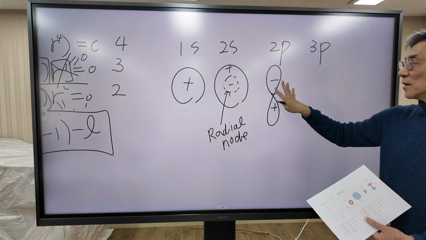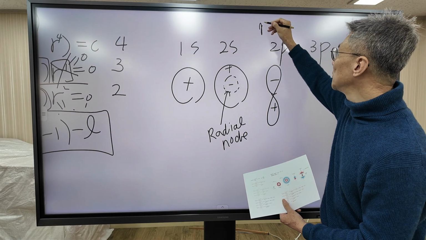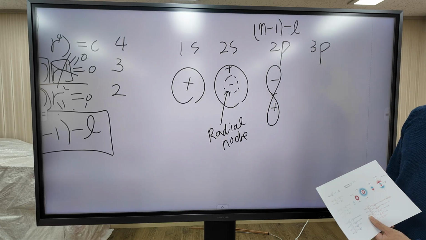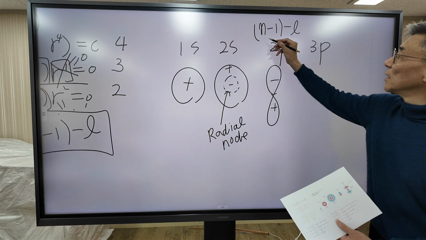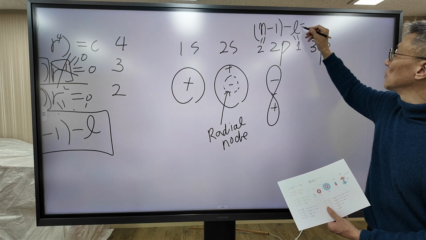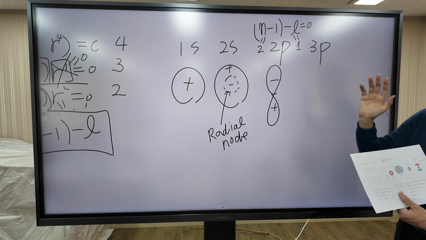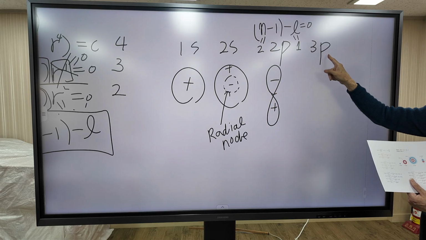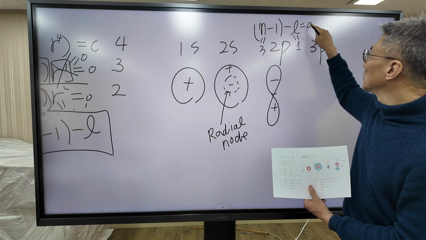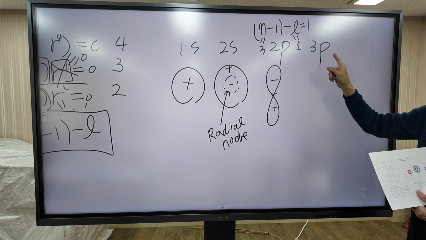In 2p orbital, there is no radial node. Why? The number of radial nodes is equal to n minus 1 minus L. For 2p orbital, n equals 2, L equals 1, so it equals 0, right? So for 2p orbital, there is no radial node. But how about 3p orbital? For 3p orbital, n equals 3, so the number of radial nodes is 1. There is one radial node in 3p orbital.